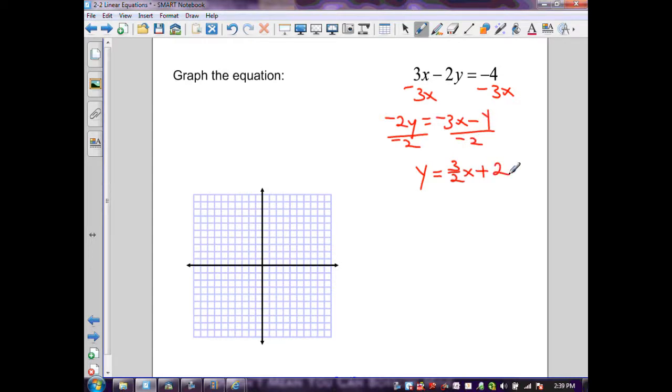Next, I create a table of my input and output values, my x and y values. Let's choose, I'm going to choose 0. 0 times 3 over 2 is 0. 0 plus 2 is 2. I can choose 1. 1 times 3 over 2 is 3 over 2. 3 over 2 plus 2 is going to give me 3.5.